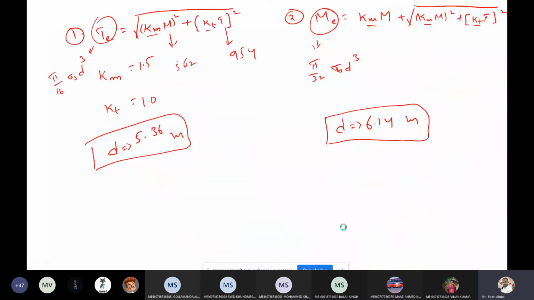Another case is given, subjecting to the fluctuating loads. In this case, you got two diameters, 5.36 and 6.14. In this situation, which one do you need to select for design? D is equal to 6.14 we need to select, because if you select the larger value, it is going to sustain the maximum load.